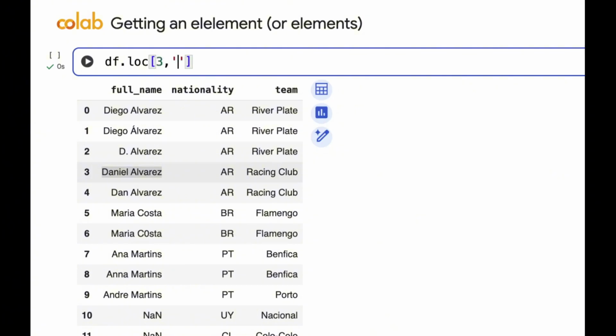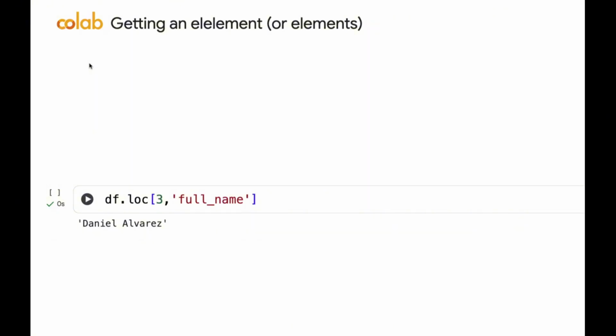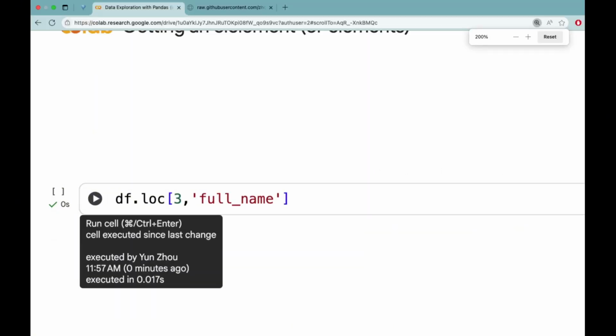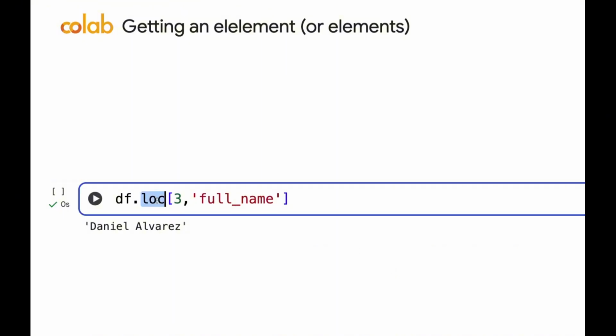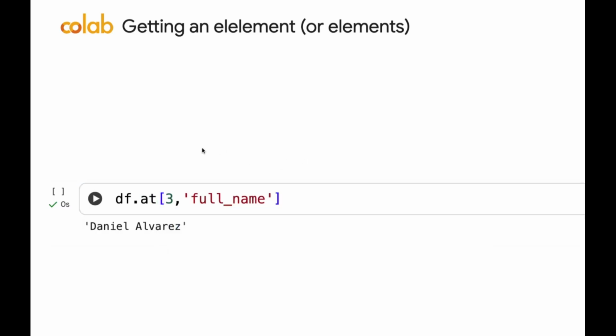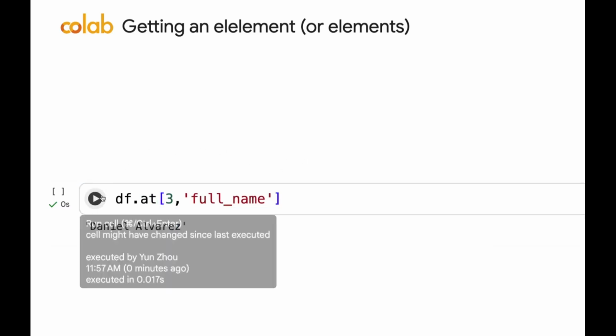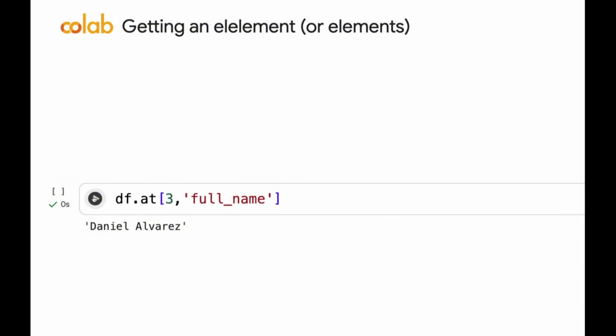And then the second piece of information will be the column. And we want to get a name, right? So just include full name. Now we should be able to retrieve this name, Daniel Alvarez. And that actually indeed gives us the desired result, right? So that's a quick way of retrieving values if you know the position. Other than using loc, location, you can also do at, I believe. So they are actually the same kind of operation that gives you the same result. It's the same, no difference, right?